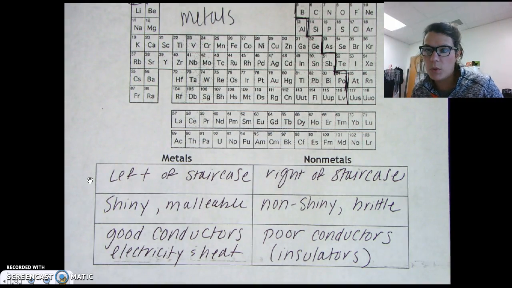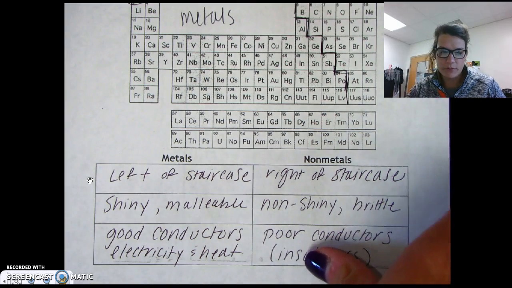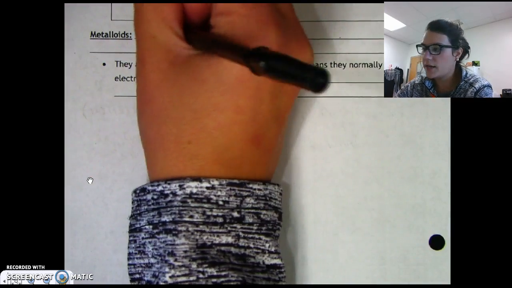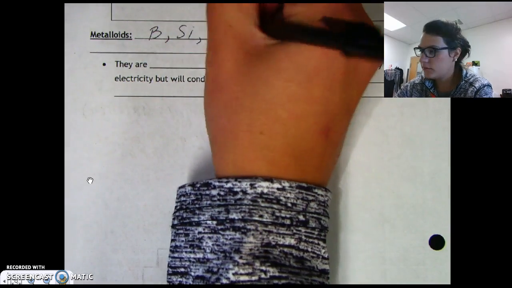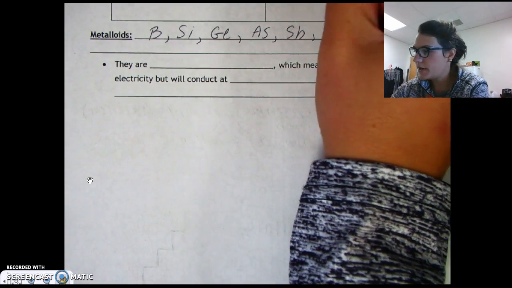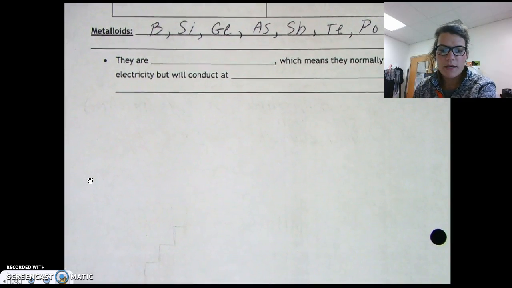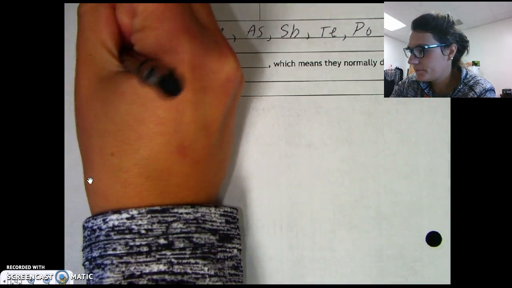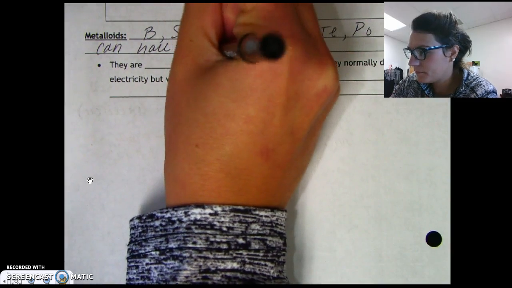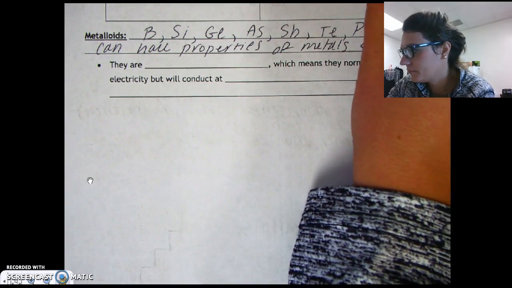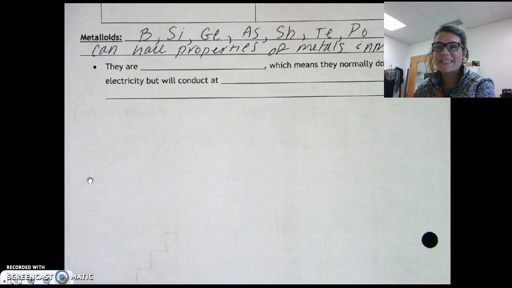Okay, so now let's talk a little bit more about each group that I have here on the periodic table. Oh, I'm sorry, I forgot to talk about metalloids. Let me do that really fast. Our metalloids on that staircase are boron, silicon, germanium, arsenic, antimony, tellurium, and polonium. Metalloids have properties of metals and nonmetals. They are semiconductors.